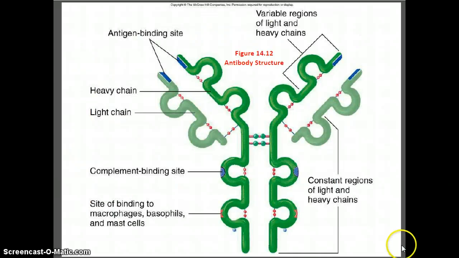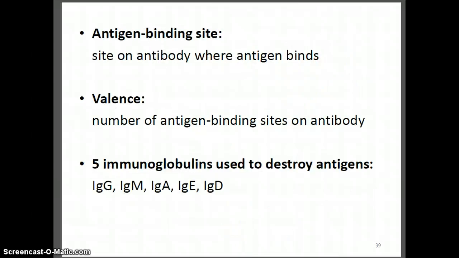So take a look at this just to familiarize yourself. Again, this diagram is available in the non-narrated portion and also in your textbook. You don't have to memorize this, but get familiar with what is going on here. The antigen binding site is the site on the antibody where the antigen binds. So these are some definitions.